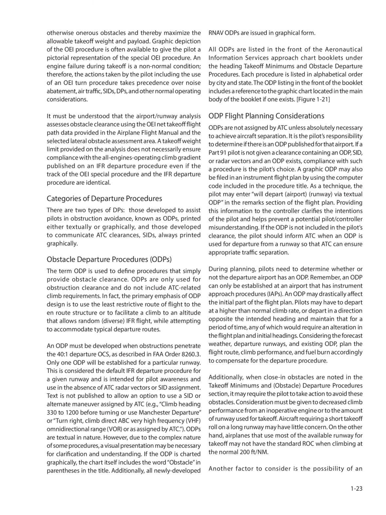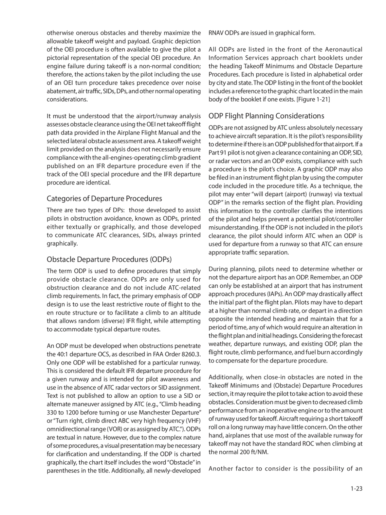Categories of departure procedures: there are two types of DPs, those developed to assist pilots in obstruction avoidance, known as ODPs, printed either textually or graphically, and those developed to communicate ATC clearances, SIDs, always printed graphically. Obstacle departure procedures, ODPs. The term ODP is used to define procedures that simply provide obstacle clearance. ODPs are only used for obstruction clearance and do not include ATC-related climb requirements.